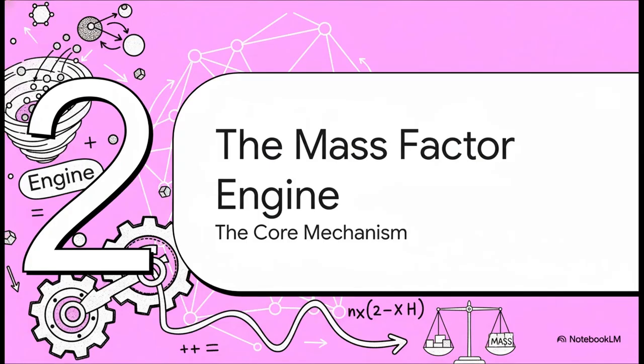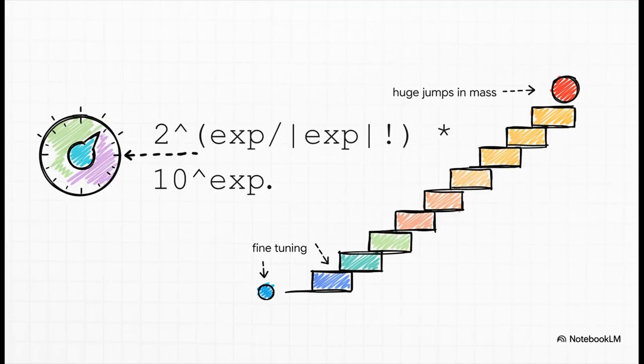Okay, so let's recap. We've got our ingredients, generic fermions, scalar bosons, and their CVs, which are the rules of engagement. Now let's open up the engine room and see the core formula that puts it all together to crank out those masses. This is it. This is the mathematical heart of the entire model. Its job is to create a mass factor, a multiplier that scales a particle's base mass way up or way down. So let's look at it.